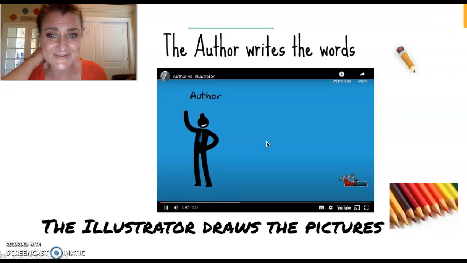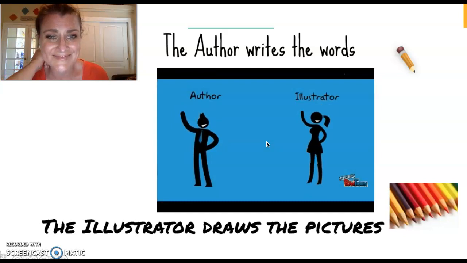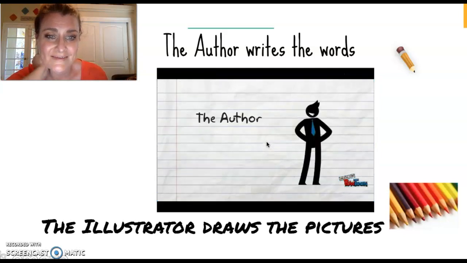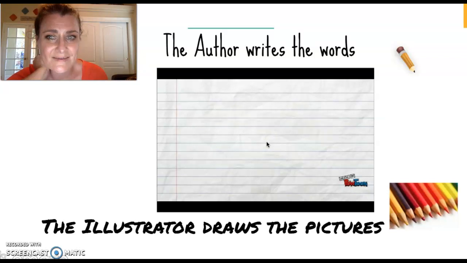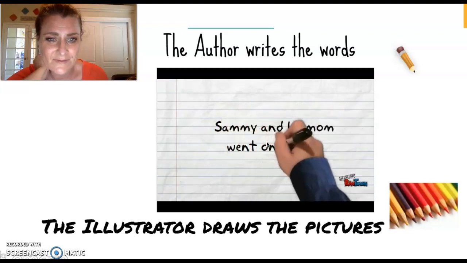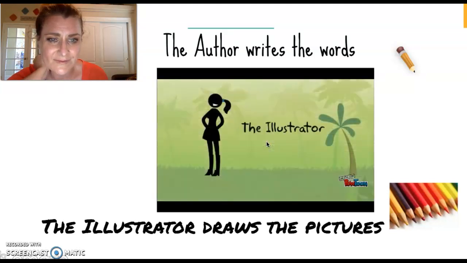Today we're going to learn about authors and illustrators. They create books. The author writes the words in the story. He makes the characters, the people in the story, and says what they do, how they feel, and what they say. In this story, the author writes, Sammy and his mom went on a walk. The illustrator is the person that makes the pictures.